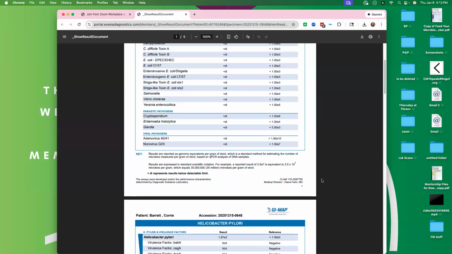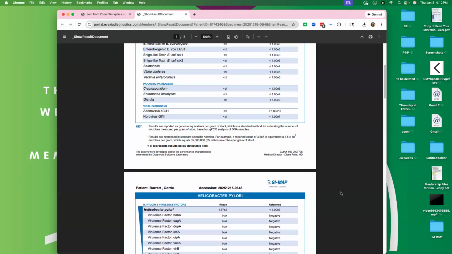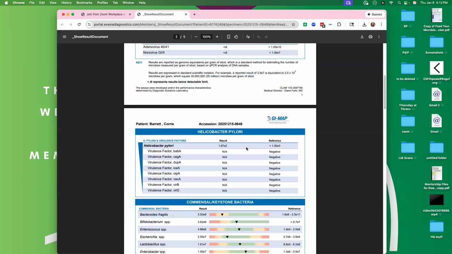I usually just scroll through and get a first impression first. H. pylori, anytime I see it, we know it's there. It has to go from the stomach where it lives all the way through your digestive system. So it has to survive the small intestine, the large intestine, and make it out into the stool. So if it's doing that, then we know it's in the stomach.